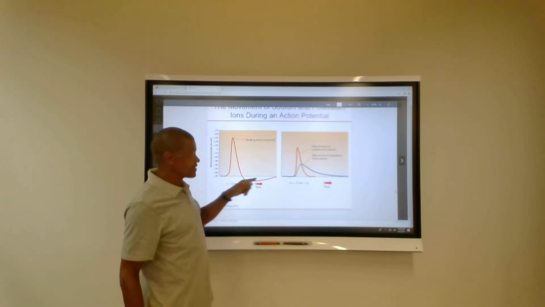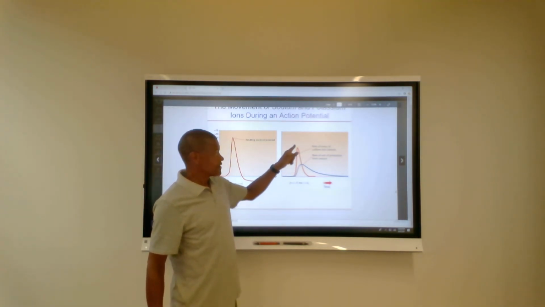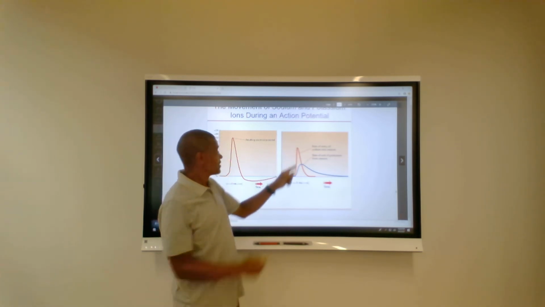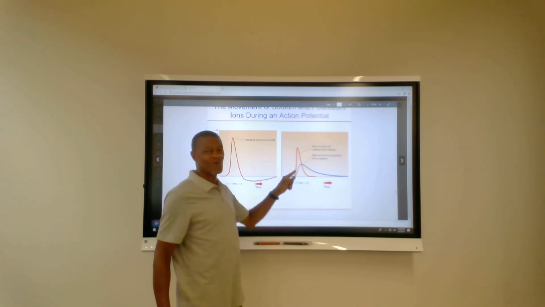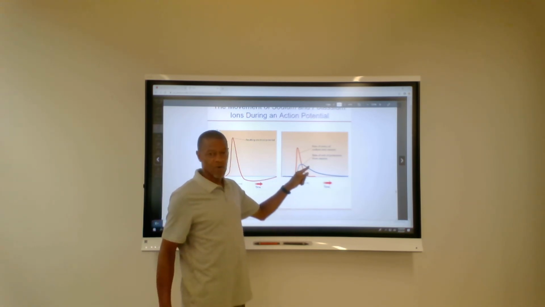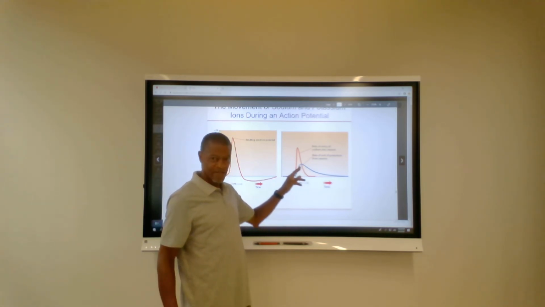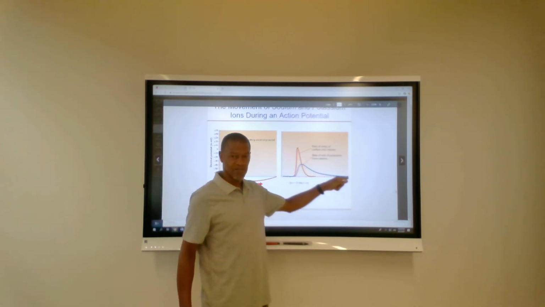While this is happening, this is going on. In red right here, sodium ions, that's how quickly they are going into the neuron when this is happening. Potassium is a little bit slower as it goes out. So that's why the height is lower, because it's not as many going out. And then it takes a longer duration for it to get back to rest.